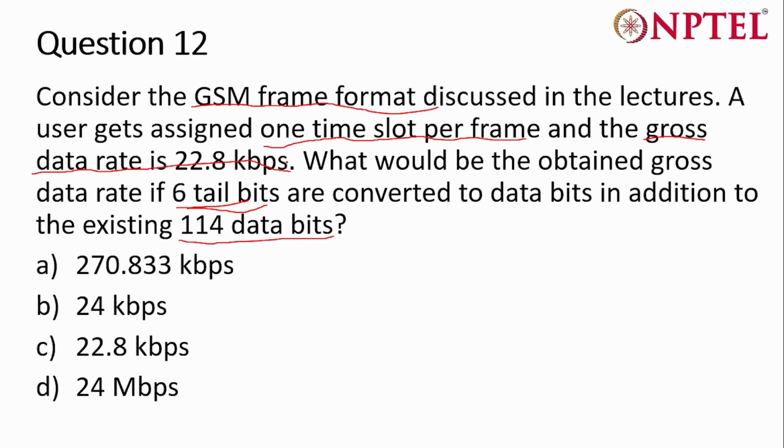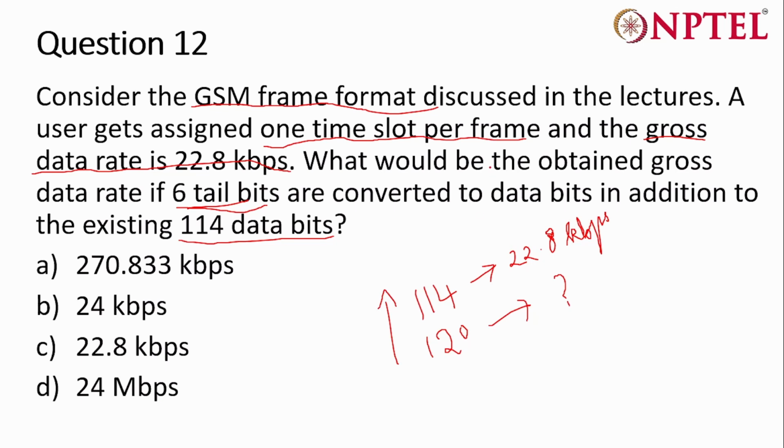Okay, let's do something like a direct variation. You had 114 data bits. Now the gross data rate was 22.8 kbps. Now I'm going to have 120 data bits. So you could even directly look into some kind of a direct variation like this. It's roughly a 5% increase. So it's actually 120 times 22.8 divided by 114.